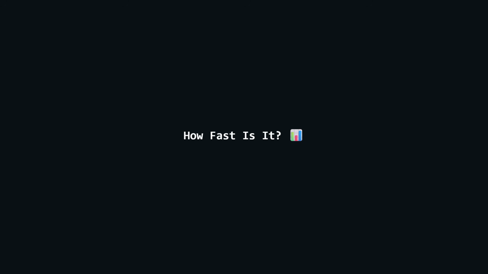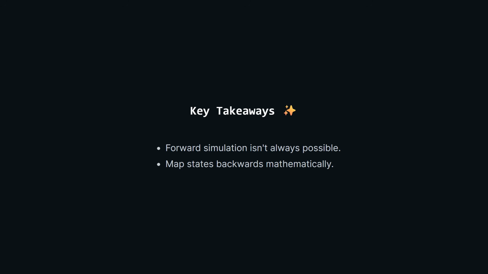Let's quickly look at the performance of this strategy. The time complexity is order n because we just do 2 simple linear passes over the instruction string. The space complexity is order 1 because we only store a few integer variables like our length and target index, no matter how big the output gets. As for edge cases, if the target position k is larger than the final calculated length, the code immediately catches that at the start and safely returns a dot. The main takeaway here is that whenever forward simulation risks blowing up your memory, always check if you can mathematically map the final state backwards to the start.